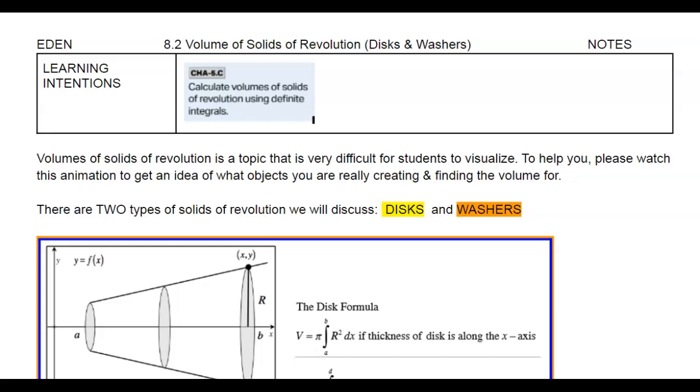I can tell you as a student, when I was in calculus, this was the hardest topic for me, and I totally had no clue what it meant. So that's why it's actually one of my favorite topics to teach because I understand what it is.